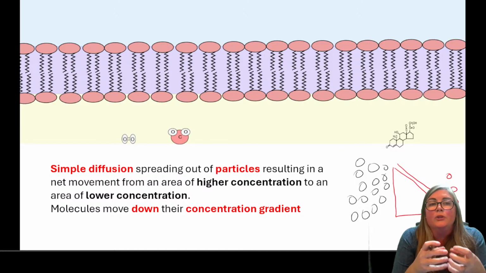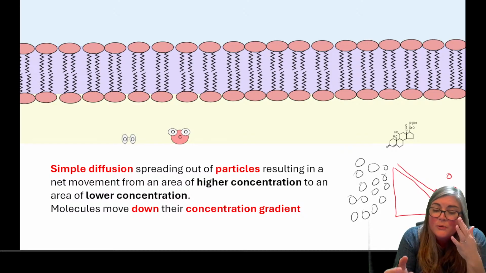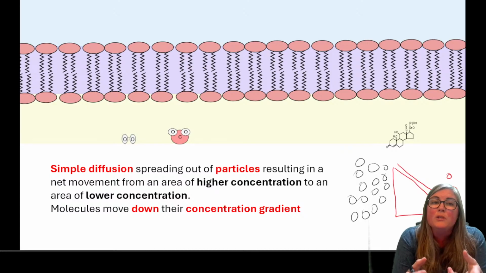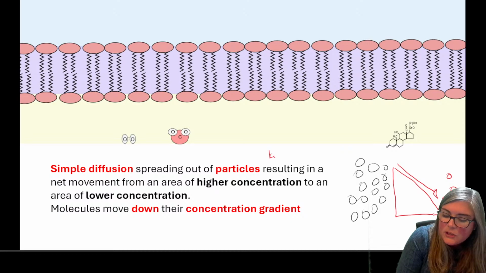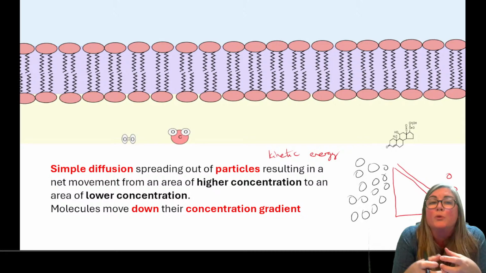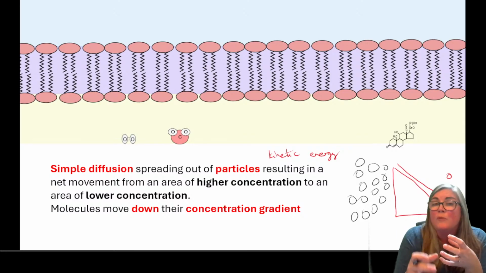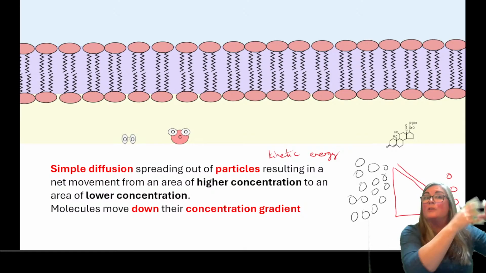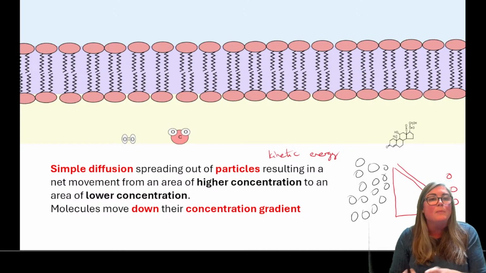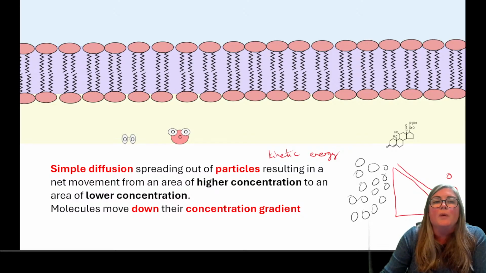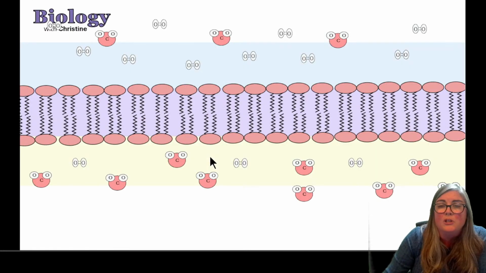Now, one of the things that a lot of students forget is that particles actually have energy. They have what's known as kinetic energy. Because they have kinetic energy, the particles are able to move around. And because they're able to move around, they can move from where there's lots of them, a higher concentration, to where there's less of them, a lower concentration. So we have these particles moving, and we have to think about the factors that are going to affect the rate at which they'll move.